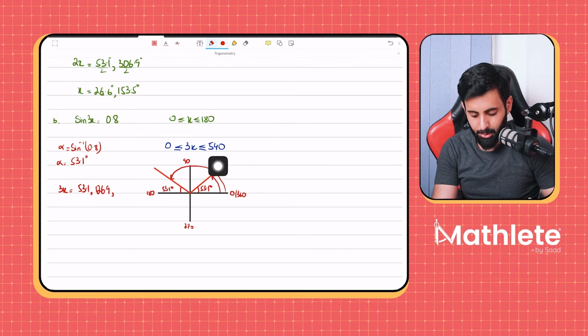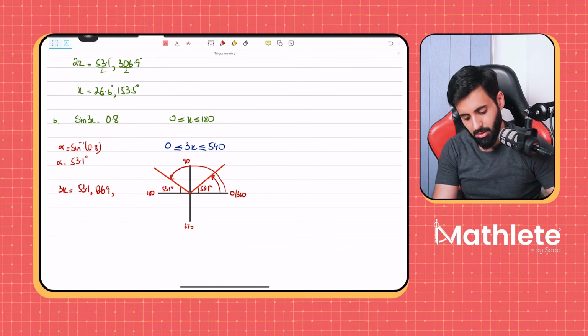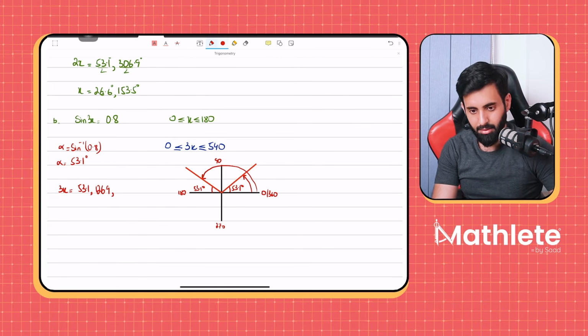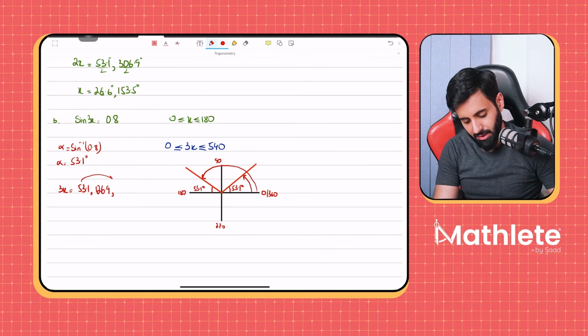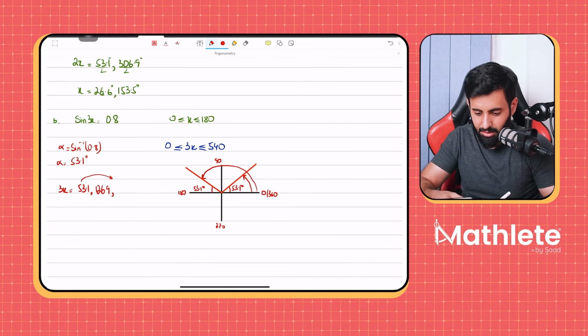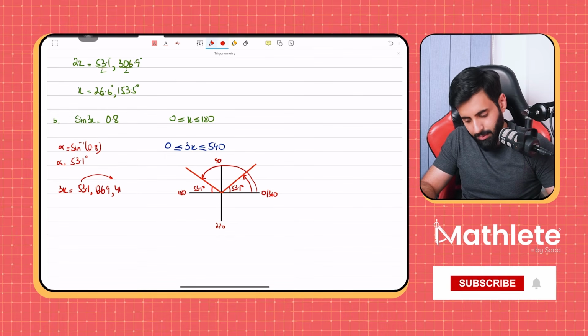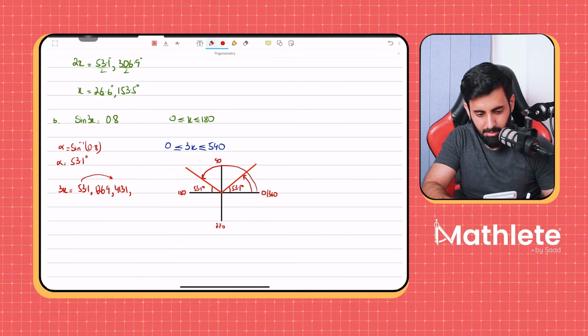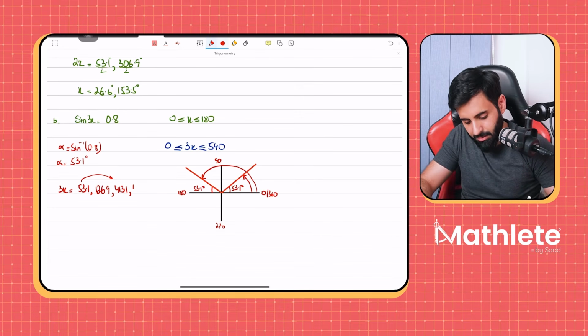And what will I do to get more solutions? What will I do in order to find the values in the next cycle? Plus 360. So add 360, what do you get? See if it's inside the range. 360 plus 53.1, yep, 413.1. Still safe. 126.9 plus 360. Yep, still safe.